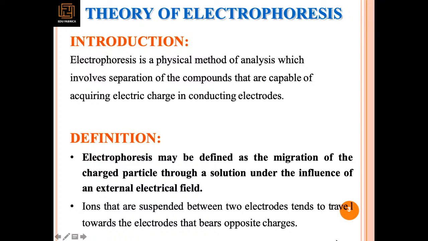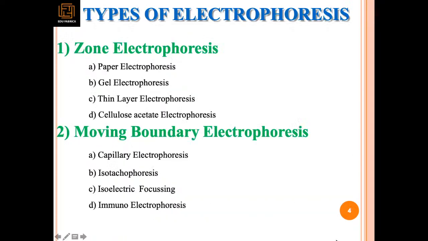So electrophoresis, basically it's a technique in which we are capable of differentiating between DNA, RNA or protein based on the electric charge by conducting positive and negative electrodes. So we can define it as a migration of charged particles in solutions under the influence of an external electric field. So ions that are suspended between two electrodes tend to travel towards electrodes that bear opposite charges. And types of electrophoresis.